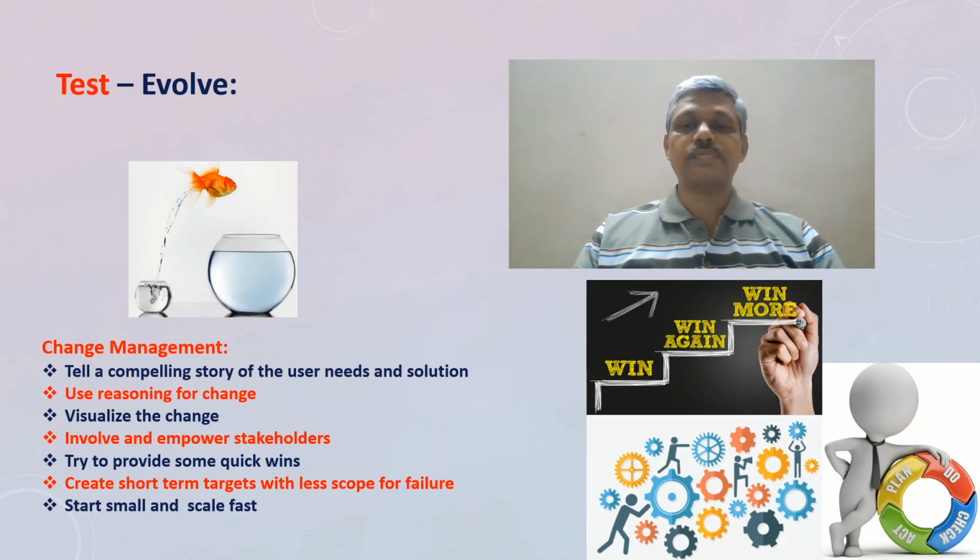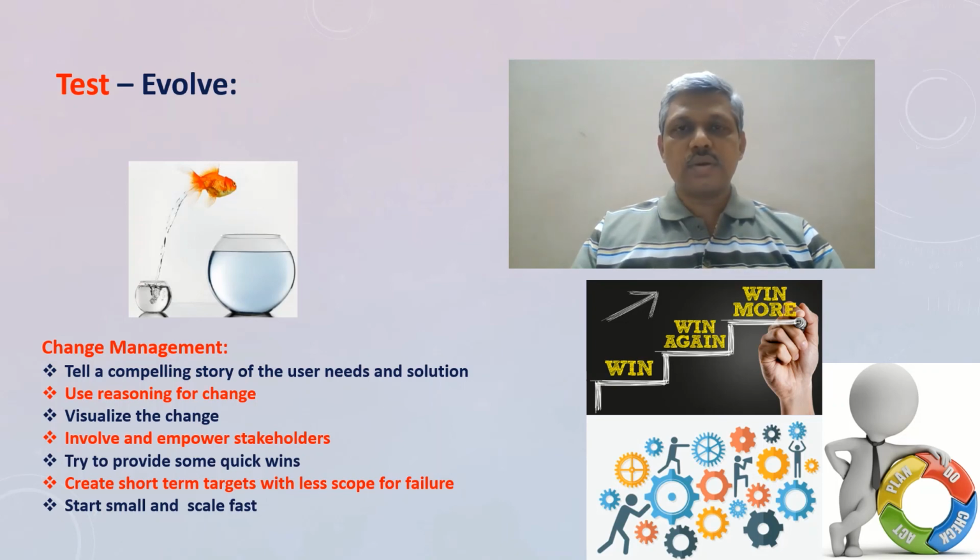That's also important. And we should plan quick wins, in the sense, apart from the ultimate goal of success, at every smaller step, wins should be planned. Unless we show them the small successes at each level, they will not appreciate the entire process. So we should plan the entire process in such a way that at each small level, success should be tasted by them. And ultimately, we should create short-term targets with less scope of failure.